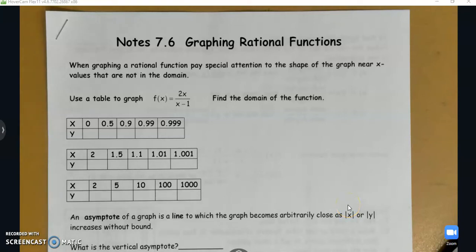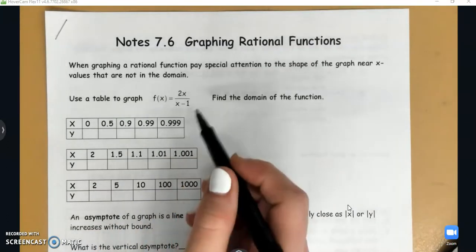Hello, we are starting graphing rational functions today, the last part of our rational function content. So you are going to need a calculator for this, so if you don't have yours handy, go ahead and pause this and go grab it. The first thing we are going to do is use our table and practice using our table to find out information about what our graph of one of our rational functions would look like.